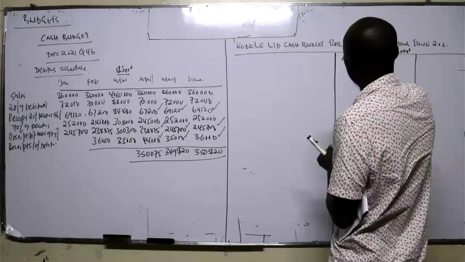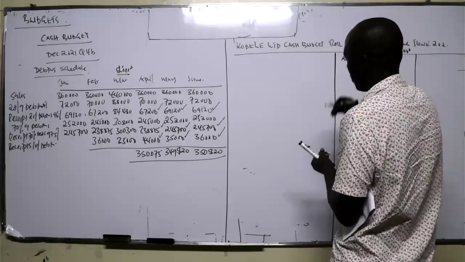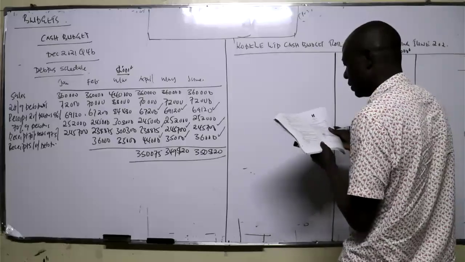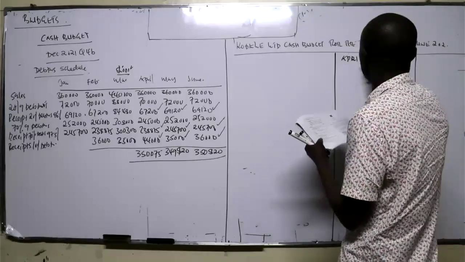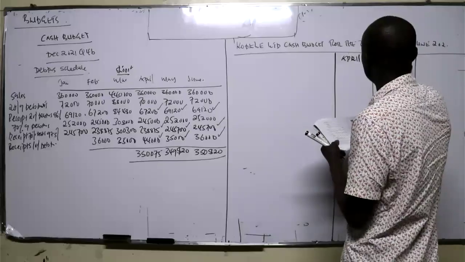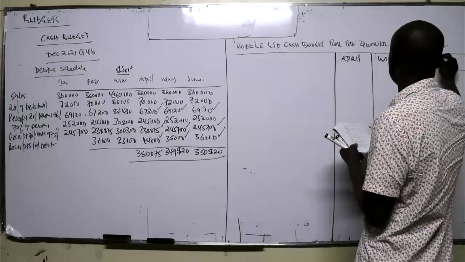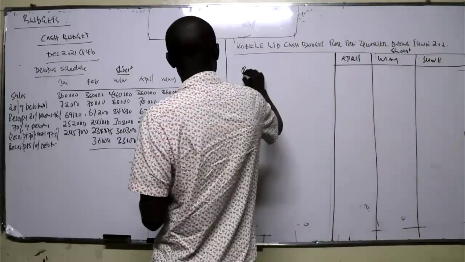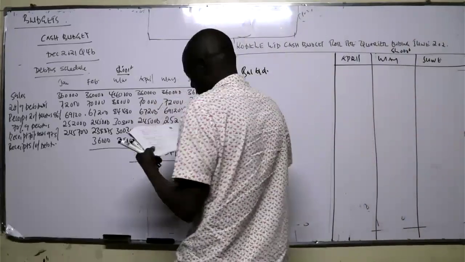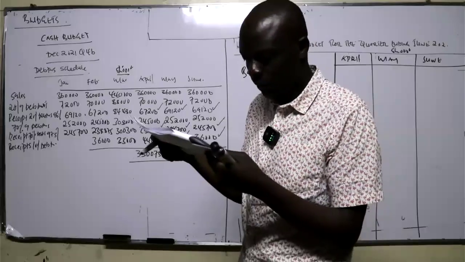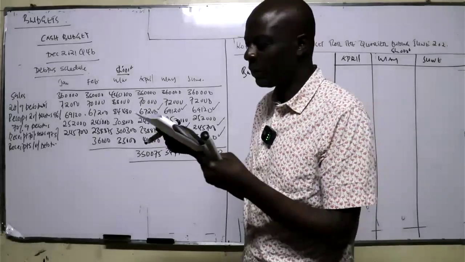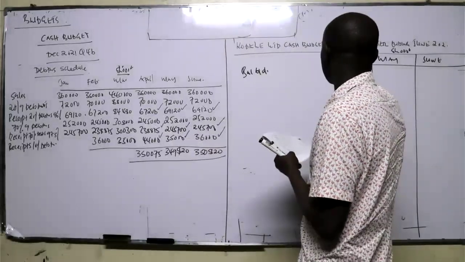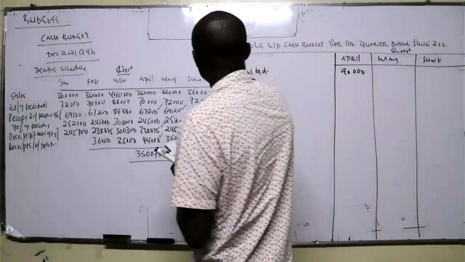So we have April, May, and June. And then here we write the balance brought down. So the balance brought down. The cash balance, 90, which is the same as 90. Then here we write receipts.